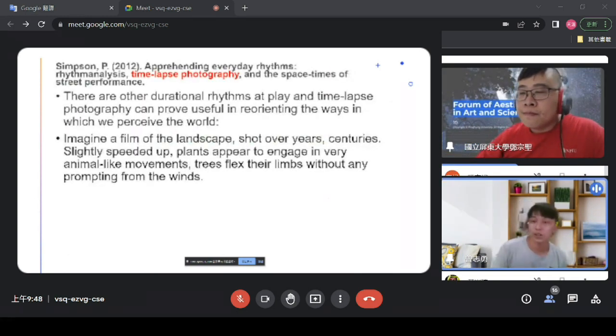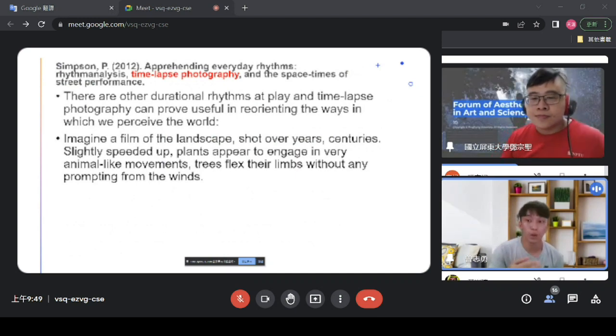Okay. And the article is about how we use time-lapse photography to talk about the reason. There are many things we do without reason in our life. We can use more ways to feel the world through time-lapse photography.